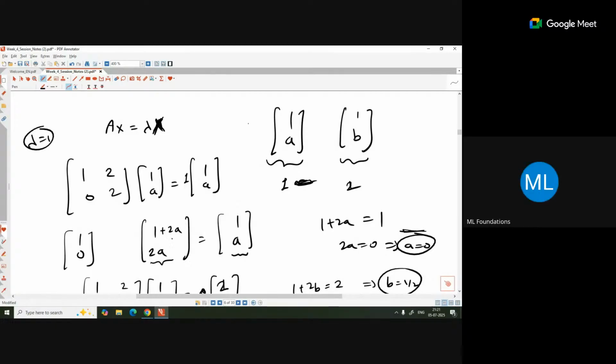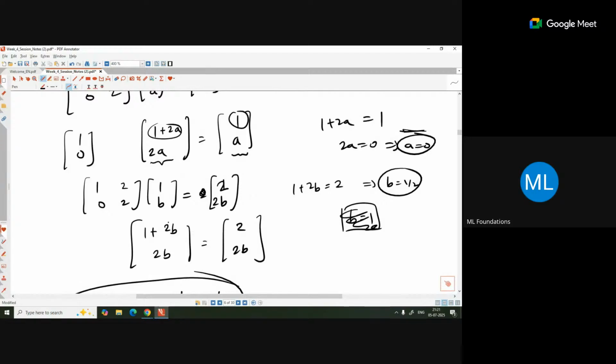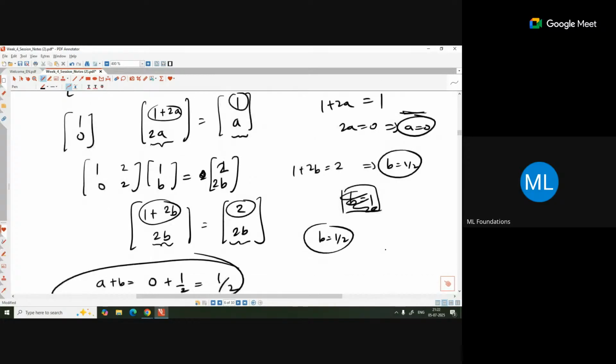So basically solve for this. This equal to this, then you'll get a equal to 0, and then you can solve for 1 plus 2b equals 2. Then you'll get the value of b as half, and this value will suffice for that part also, right? It means these two equations will be correct if I plug in those values.